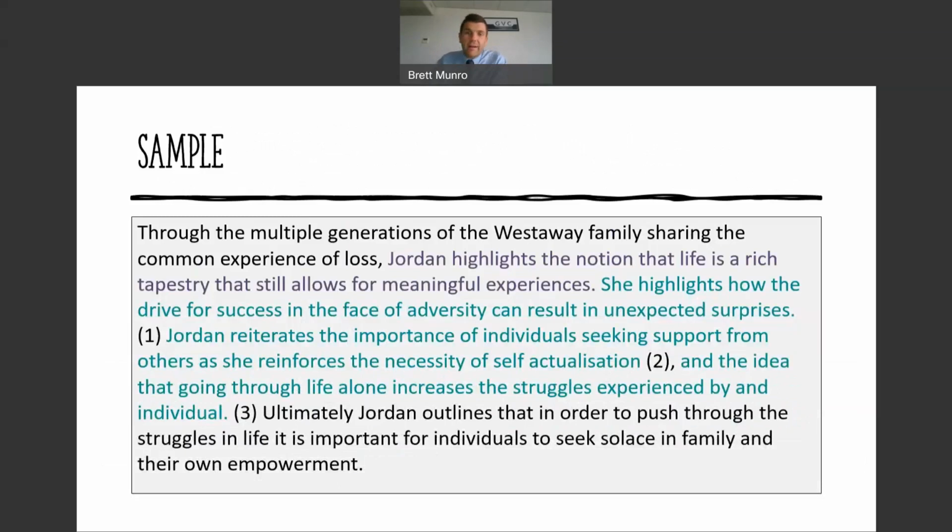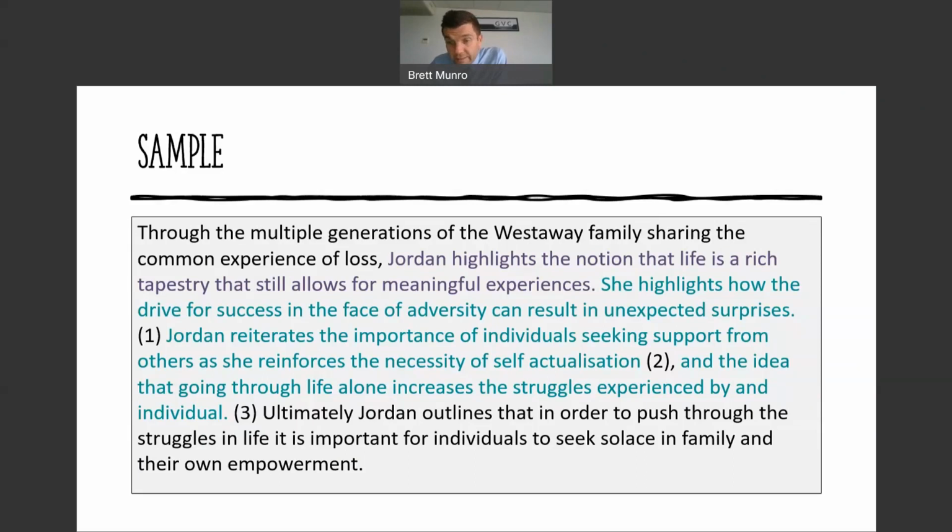Altogether, our conclusion is going to sound like this. Through multiple generations of the Westaway family, sharing the common experience of loss, Jordan highlights the notion that life is a rich tapestry that still allows for meaningful experiences. She highlights how the drive for success in the face of adversity can result in unexpected surprises. Jordan reiterates the importance of individuals seeking support from others as she reinforces the necessity of self-actualization. The idea that going through life alone increases the struggles experienced by an individual. Ultimately, Jordan outlines that in order to push through the struggles in life, it is important for individuals to seek solace in family and their own empowerment.